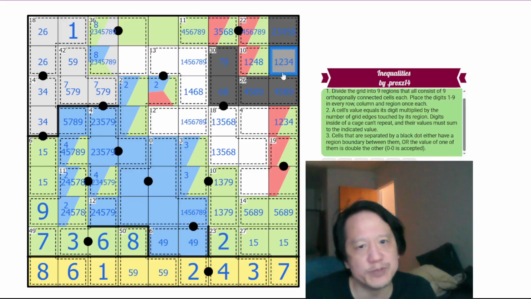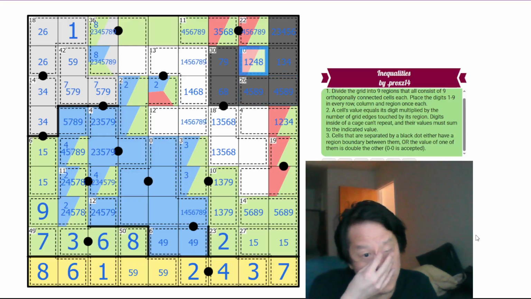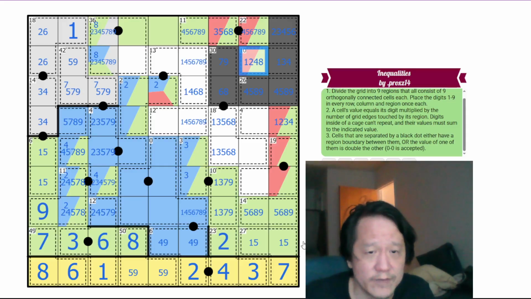So can this ever be 2? I don't think so, right? 2 doubled is 4. Plus, it would have to be 6, and that would eliminate all possibilities for that cell there. So this cannot be 2 here. That's nice and convoluted.